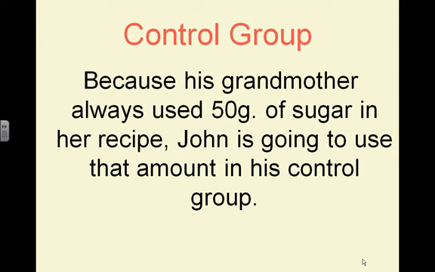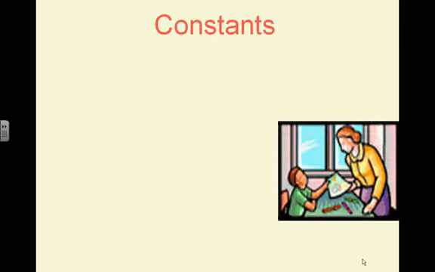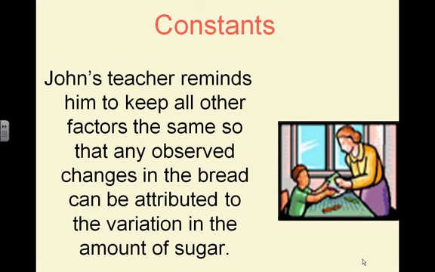And in her recipe, she used 50 grams of sugar. So John is going to start his baseline saying that, okay, we're going to compare the size of loaf to what 50 grams look like, and then we'll use variant amounts of sugar off of that. And then that will tell us whether or not we increase or decrease the loaf.